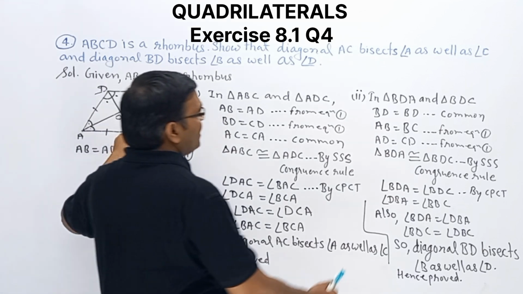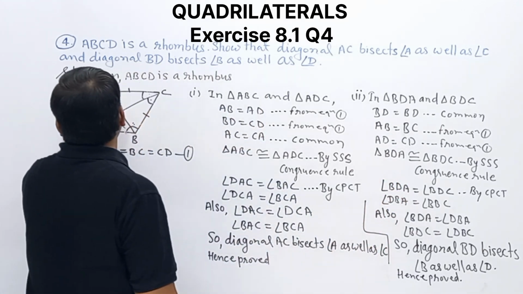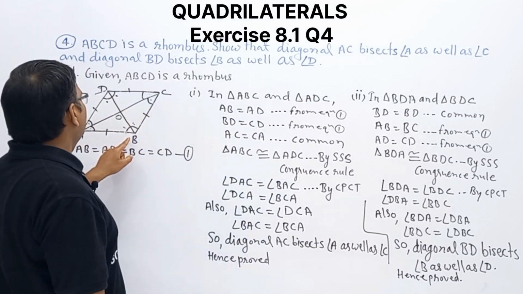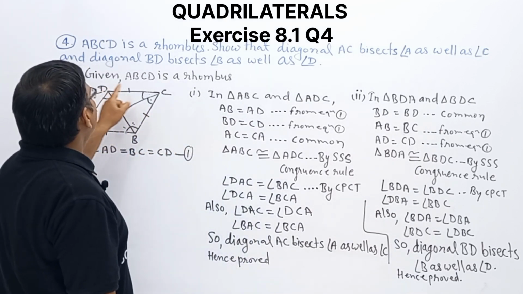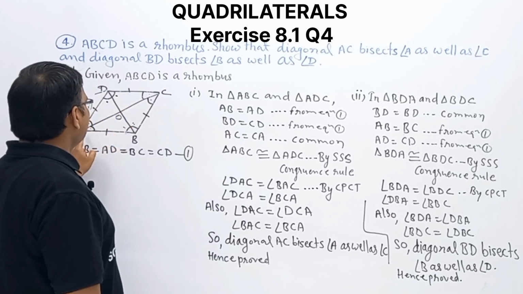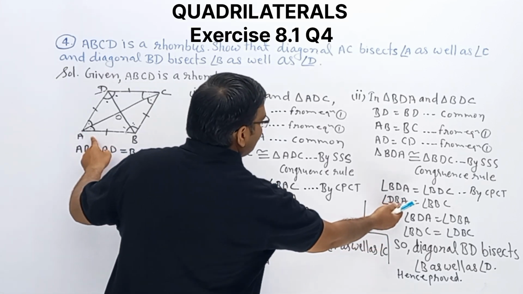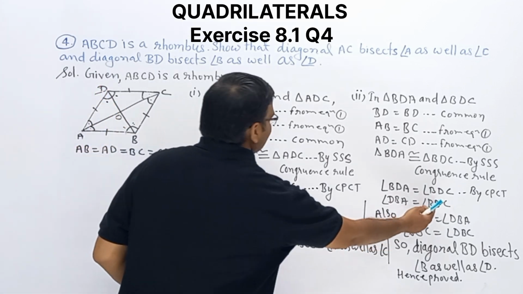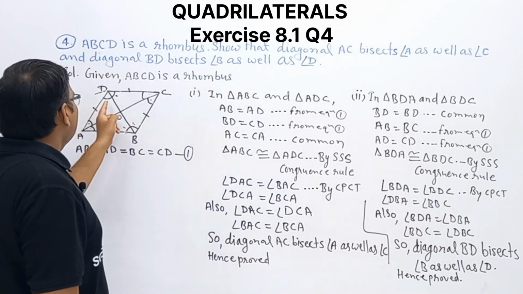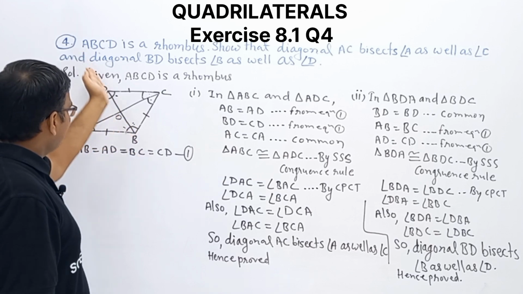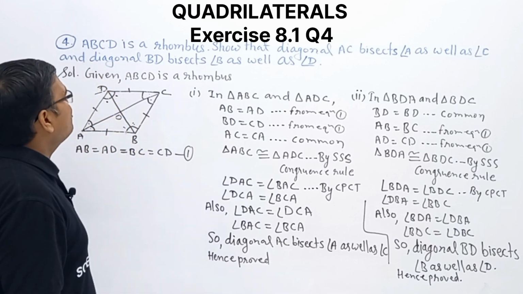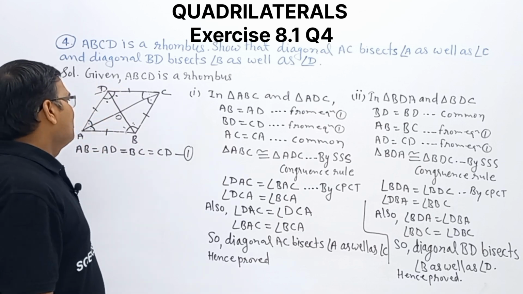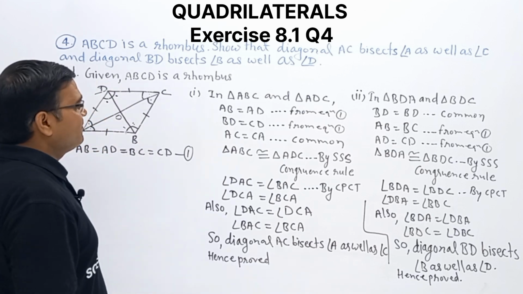Angle BDA equal to angle BDC. This angle equal to this one. Another thing, angle DBA equal to angle DBC, this one. This angle equal to this one, this angle equal to this one. So we can say this diagonal BD is also bisecting angle B as well as angle D. So we proved these two things.